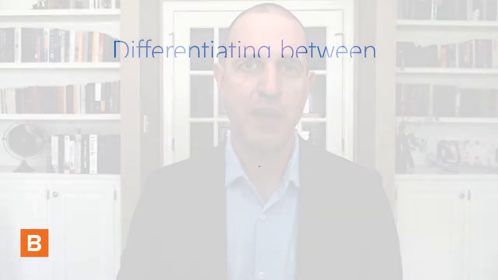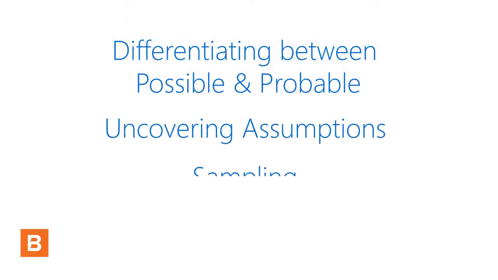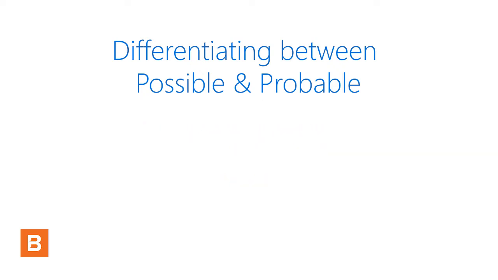So I want to talk about three things that you can do to be a more informed consumer of data and of models. These things apply not just to models you use or are thinking of using in your organization, but also to models that you might see reported in the media. The three things are differentiating between possible and probable, uncovering assumptions, and sampling. So let's talk about the first, differentiating between possible and probable.